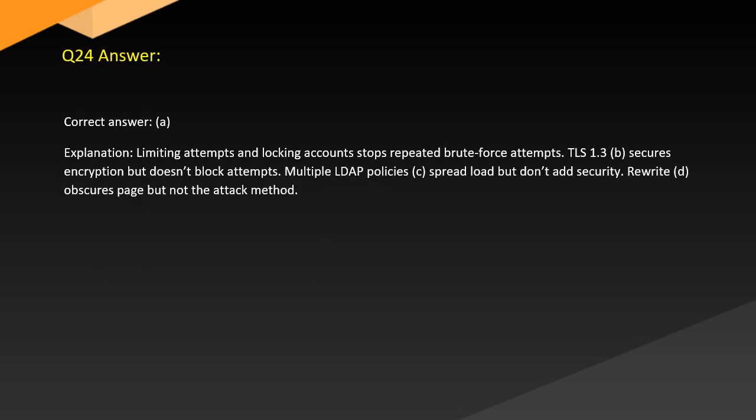Answer. Correct answer: A. Explanation. Limiting attempts and locking accounts stops repeated brute force attempts. TLS 1.3, B, secures encryption but doesn't block attempts. Multiple LDAP policies, C, spread load but don't add security. Rewrite, D, obscures the page but not the attack method.